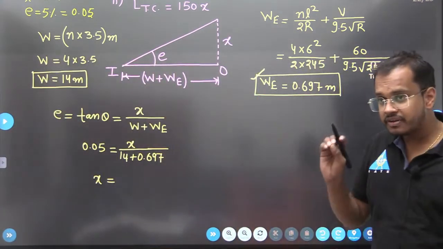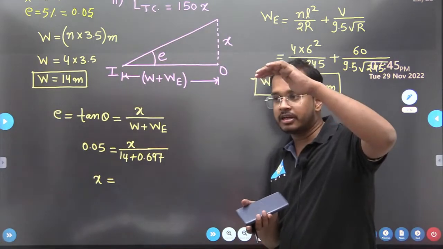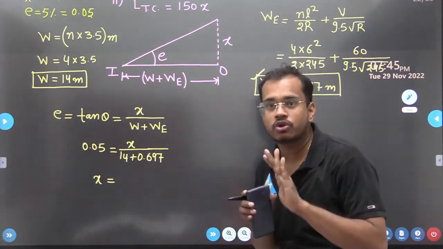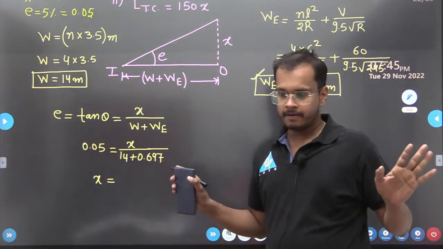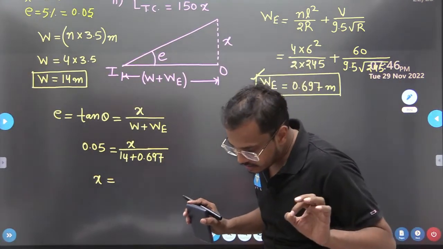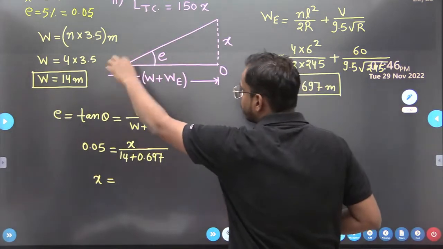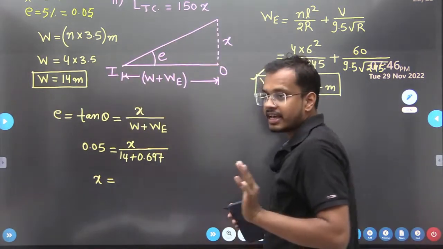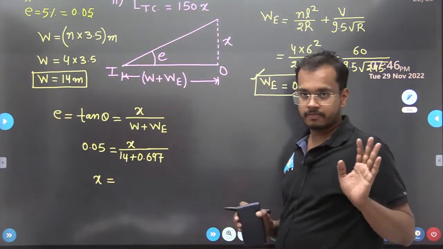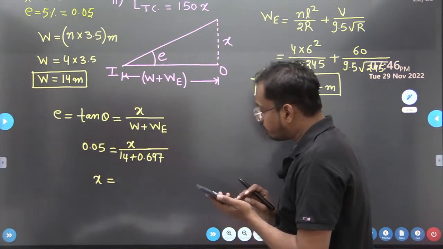x is the difference, the level difference between the inner edge and the outer edge. x is not a BFA. Please clearly understand that point. x is the level difference between inner and outer edge. x is not a BFA. Am I right? Now see. So what is the value of x?